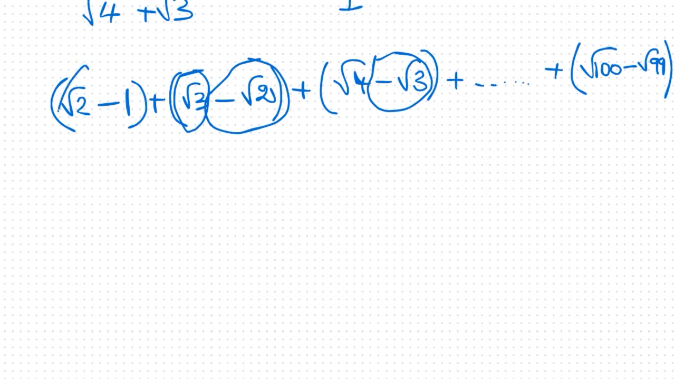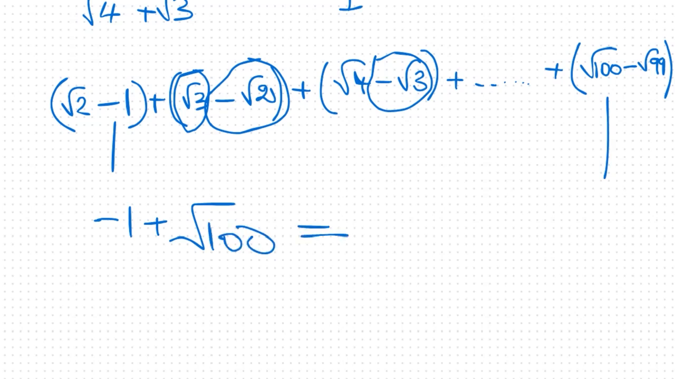Everything cancels out. So we have to be a bit careful, because what exactly cancels out, right? 1 does not cancel out and 100 does not cancel out. Plus, this is equal to 9.